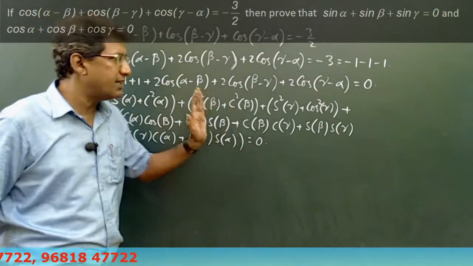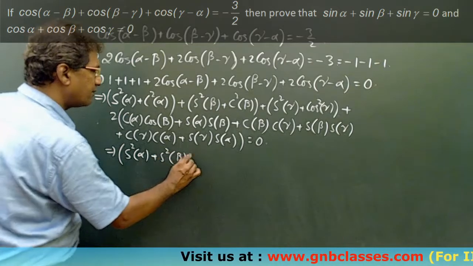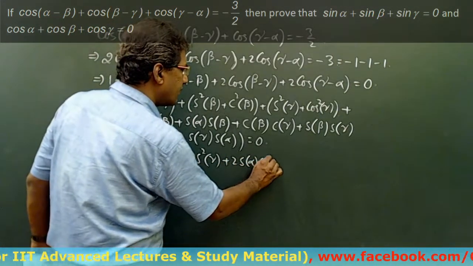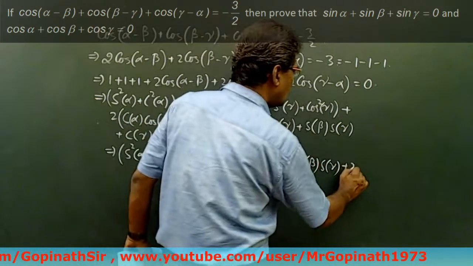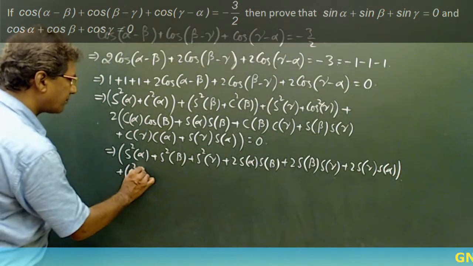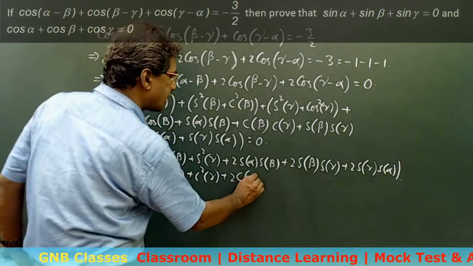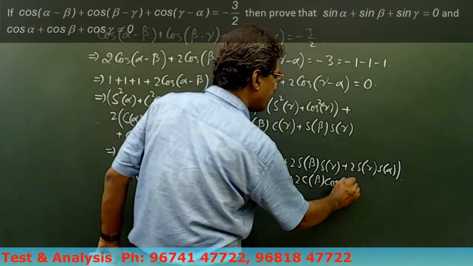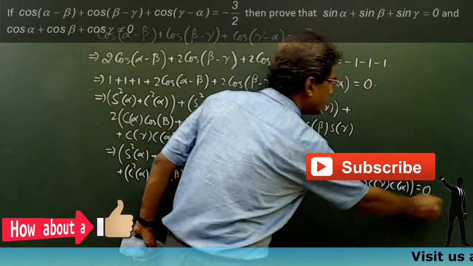Now, if I open the bracket and if we take sine square alpha plus sine square beta plus sine square gamma in one bracket, along with that we are taking 2 sine alpha sine beta, 2 sine beta sine gamma, 2 sine gamma sine alpha, okay, in one bracket, and in another bracket we are taking cos square alpha, cos square beta, cos square gamma plus 2 cos alpha cos beta, 2 cos beta cos gamma, 2 cos gamma cos alpha. Am I correct? Which is equals to 0, right?